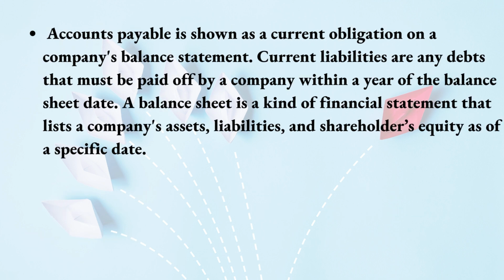On a company's balance sheet, accounts payable is shown as a current obligation or current liabilities. All the liabilities that must be repaid by a business within a year of the balance sheet date are referred to as current liabilities. A balance sheet is a type of financial statement that summarizes the assets, liabilities, and shareholders' equity of a corporation or company on a particular day.